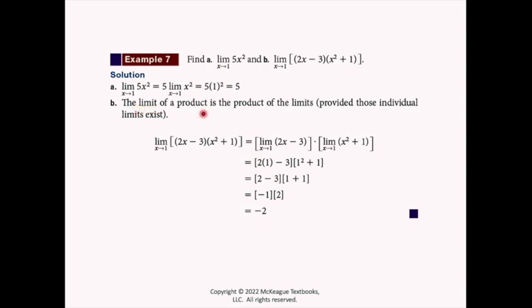The limit of the product is the product of the limits. That's what that product rule says. As long as each individual function has a limit that exists at the point that we're approaching, in this case x equal to 1, we can use direct substitution. We can just find the limit of each individual function and then multiply them together.